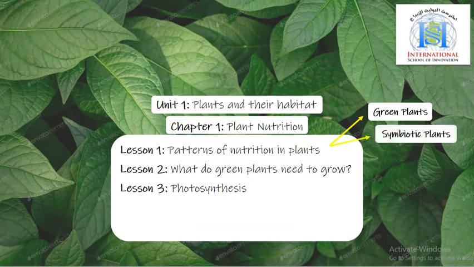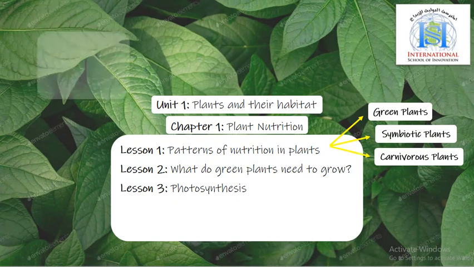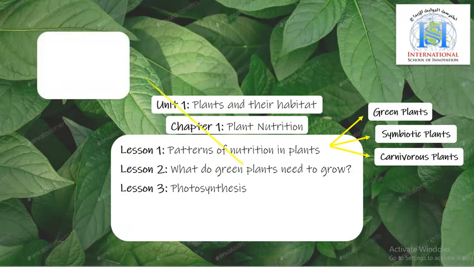Symbiotic plants are plants that need help, and there are three different types of symbiotic relationships: mutualism, commensalism, and parasitism. And at last, we have the carnivorous plants, which are producers and consumers at the same time, since they consume insects. In order to grow healthy and completely, plants need four different things.